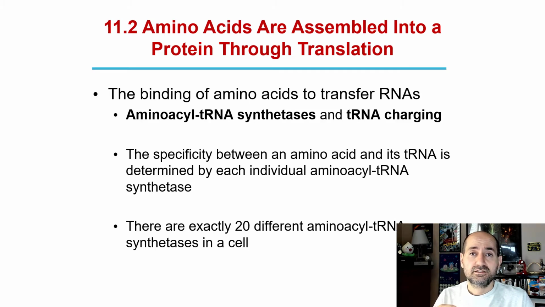The enzyme that's tasked with doing that charging of the tRNA is called aminoacyl-tRNA synthetase. These are the enzymes that charge the tRNA. And it's not just willy-nilly with any amino acid. A specific amino acid is charged onto the tRNA. So there are exactly 20 different aminoacyl-tRNA synthetases in the cell, one for each different amino acid.